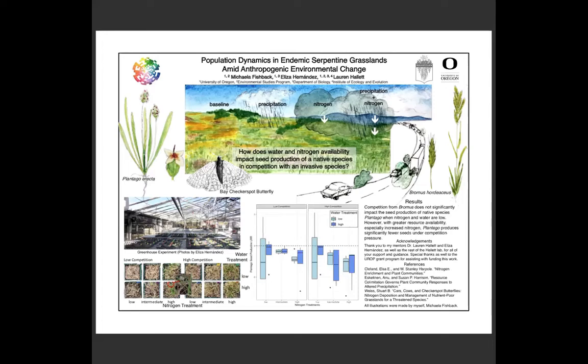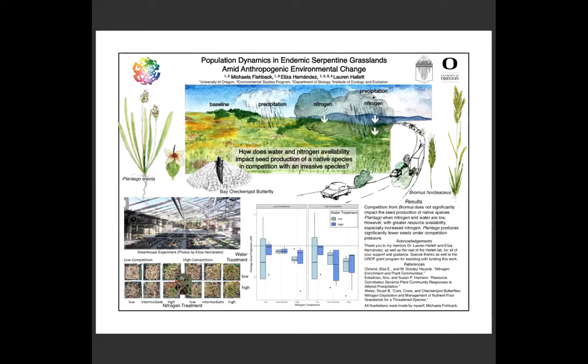This research aimed to determine how the populations of native resource-conservative plant species respond to the availability of water and nitrogen in their environment when competition from non-native resource-acquisitive plant species is present. In order to do this, I recorded the seed production of a key serpentine grassland species under a range of water and nitrogen treatments at varying levels of invasive competition in a fully factorial greenhouse experiment.